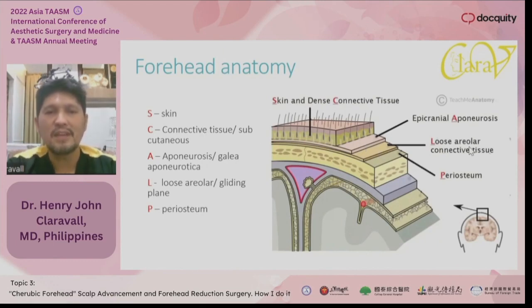An important layer to consider is always the third layer, which is the aponeurosis or the galea aponeurotica. So in here, you will find your muscle as well as your vessels and also your nerves. So you should not dissect at this layer so that the surgery will not be very bloody. That's the galea aponeurotica.